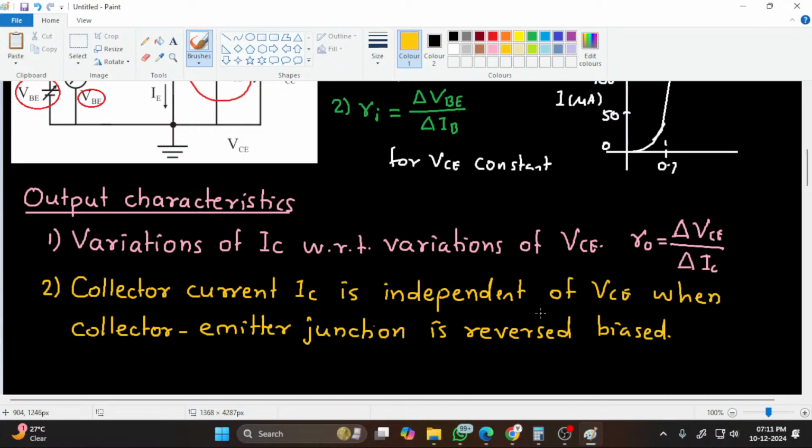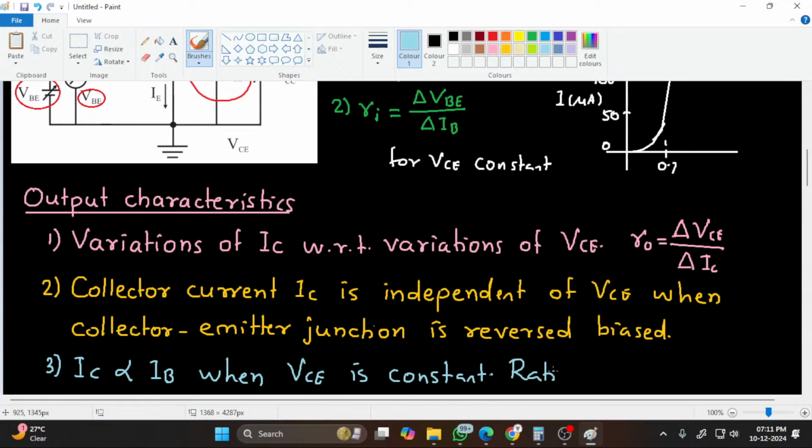The collector current is large for large values of IB when VCE is constant. So IC is directly proportional to IB when VCE is constant, and the ratio IC to IB is also very large. That is the current gain, beta DC.